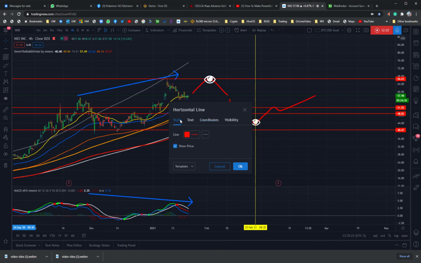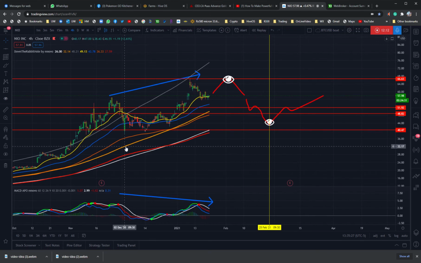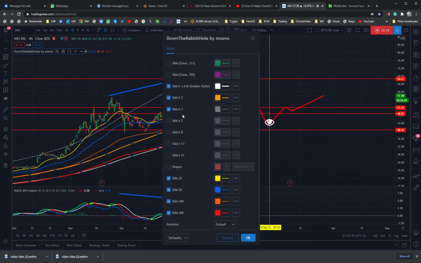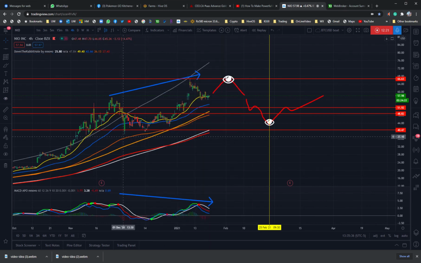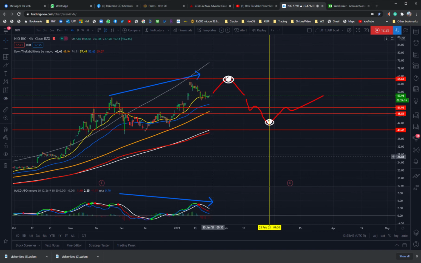I really got to stick with a certain color. SMA. Yeah, 350 times 2 is the orange. The thin one is the 100. In fact, let's turn the 100 off. So 20, 50, 200 plus that. And the 1.618 seems to be following the 200 nicely. So that's double support. If we come down, that'll probably round off.